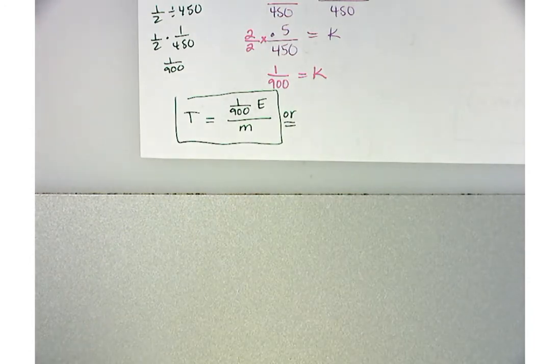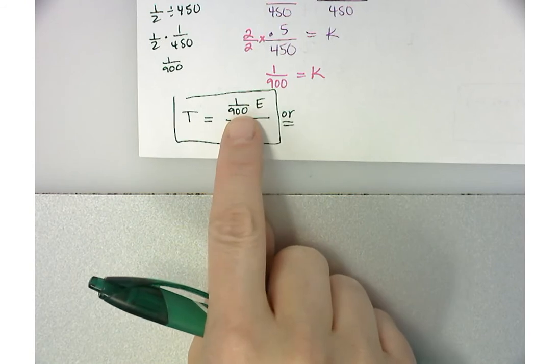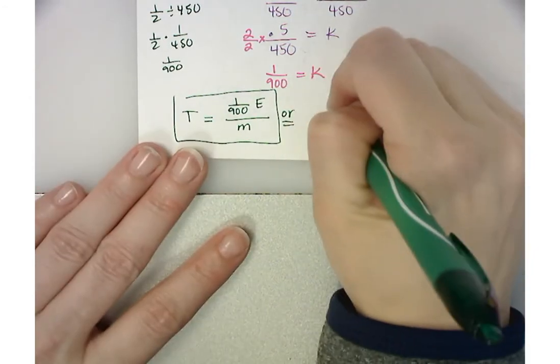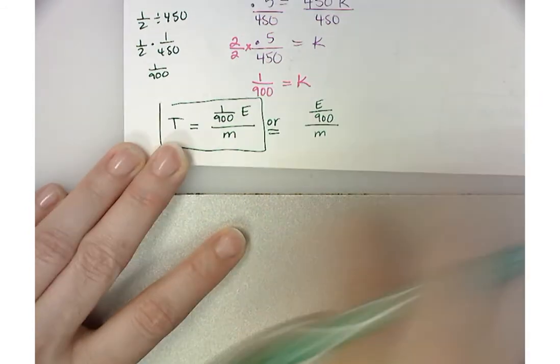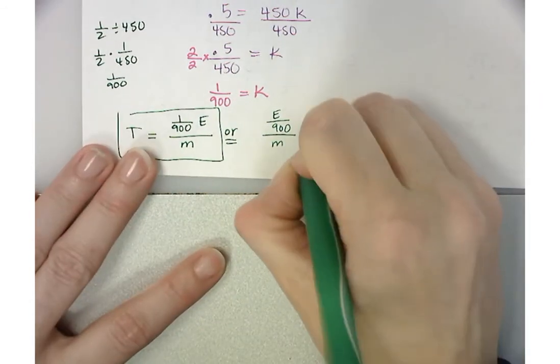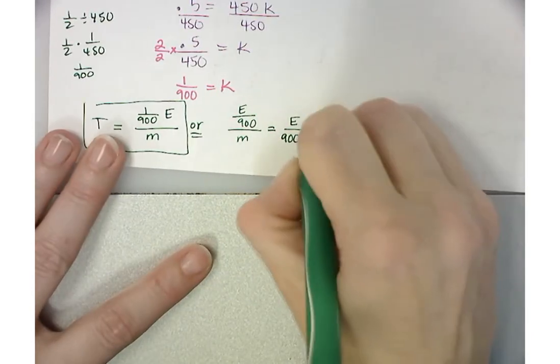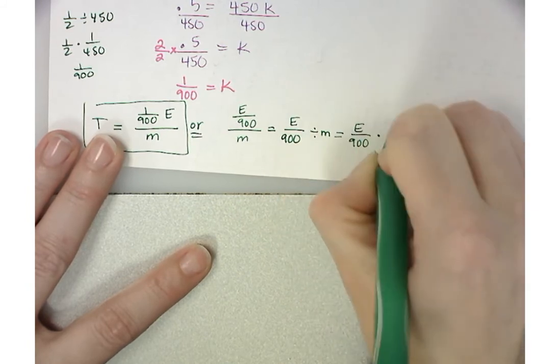So all I'm doing is using what we know about multiplying fractions and dividing fractions. E times 1 over 900 is E over 900. If I'm dividing by m, it's like I'm multiplying by the reciprocal. And when I multiply across, E times 1 is E. I'd have 900m here. This would be an equivalent form. Okay, and really you could use either one of those for your next step, right? And that's E over 900m.